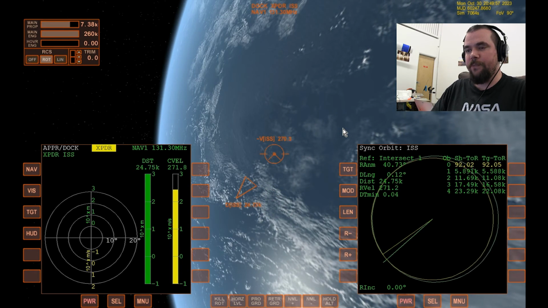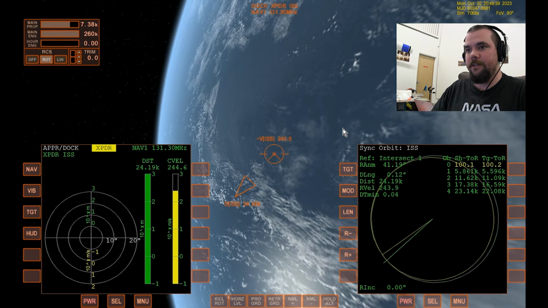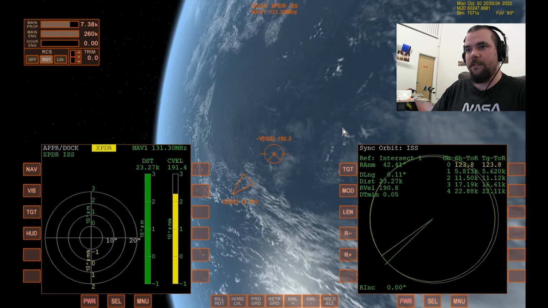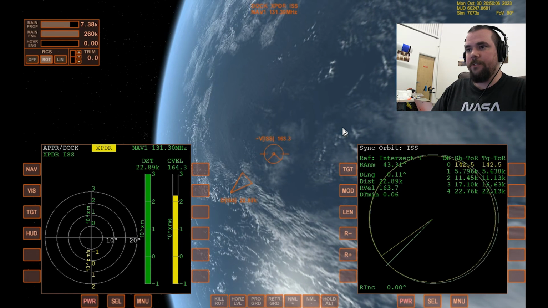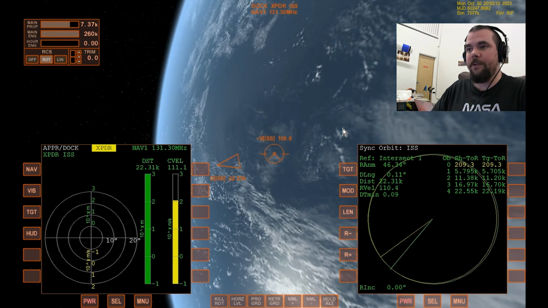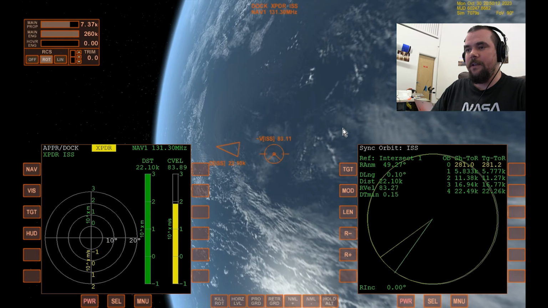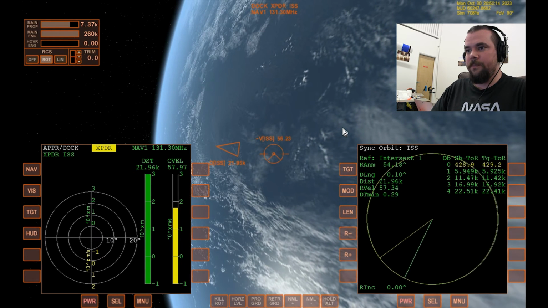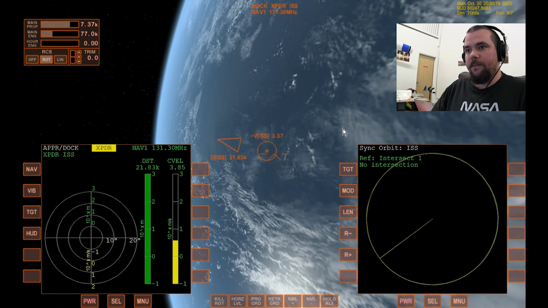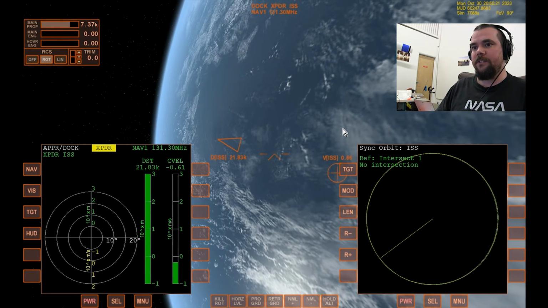I'm basically going to do this burn until the closing velocity levels out. There's a good chance that we're not going to be real precise in our approach. So that closing velocity is going to go down, and then all of a sudden it's going to start coming back up because that means we've slightly missed it. But that's okay. So what we're going to do is we're going to do that maneuver. Oh, there we go. Got pretty close actually.